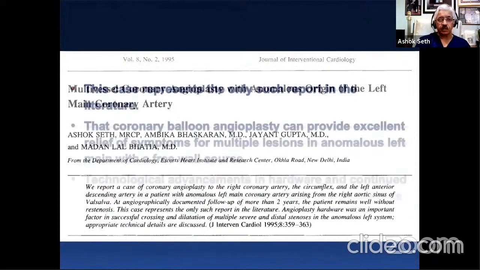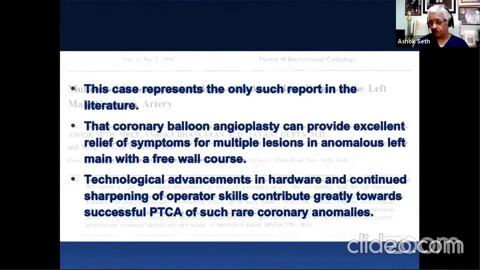Can you believe that it was the first ever case report in the literature of balloon angioplasty to anomalous coronary artery of the left main? This was my 3 last sentences of that. This is just a lovely throwback. It just takes you back in time as to what we lived through.